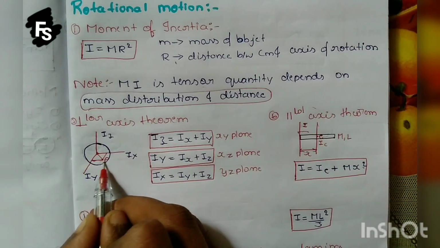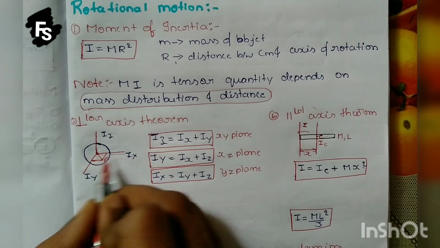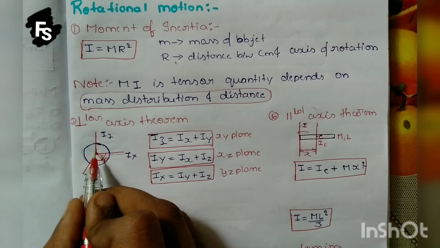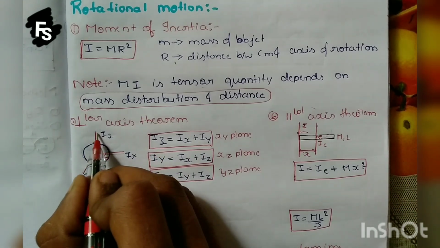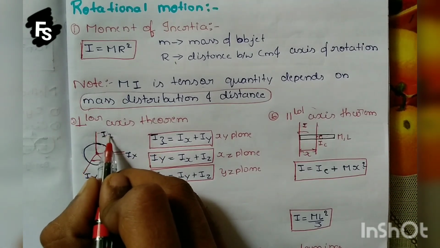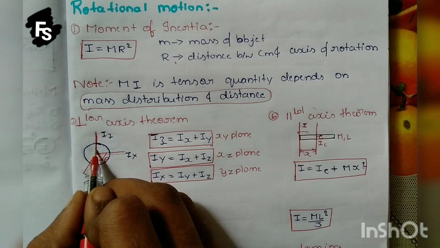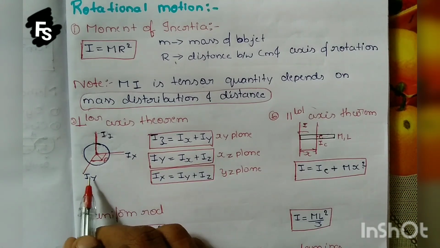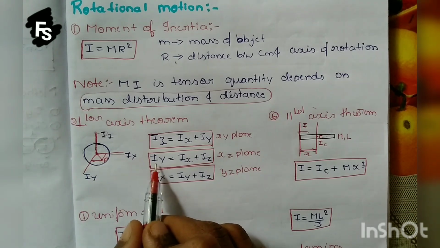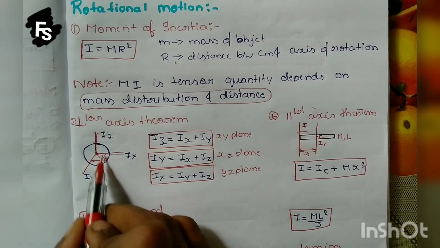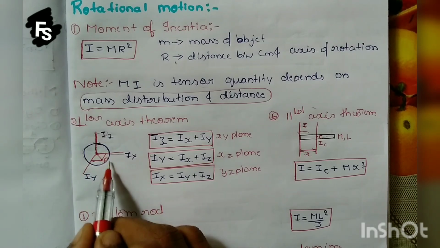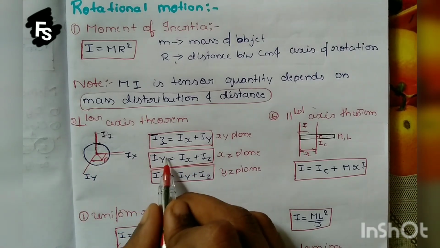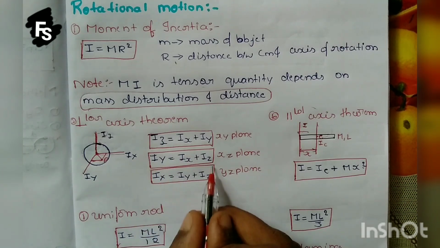This is the circle, this is the x axis, this is the y axis, this is the z axis. How to find the moment of inertia here? If you want to find the moment of inertia in the z plane, Iz, then we have to add the moment of inertia of the x axis and the moment of inertia of the y axis. If you want to find it in the xz plane, then we have to add Ix plus Iz, then we will get Iy, the moment of inertia of y.